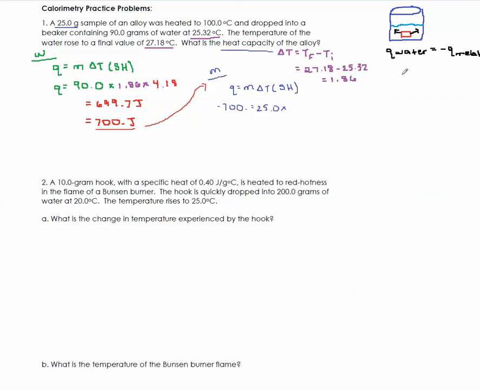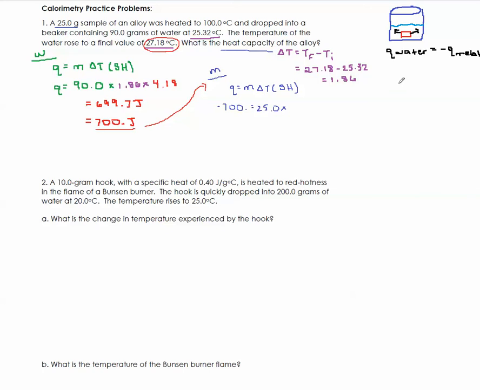Now your change in temperature, let's figure this out on the side. Remember, the final temperature of my water is the final temperature of the metal. And the reason why is once the temperature has stopped changing, that means that there's no longer a transfer of heat. And if there's no longer a transfer of heat, that means that there's no difference in temperature between the metal and the water. Because the only time heat is transferred is when there is a difference in temperature.